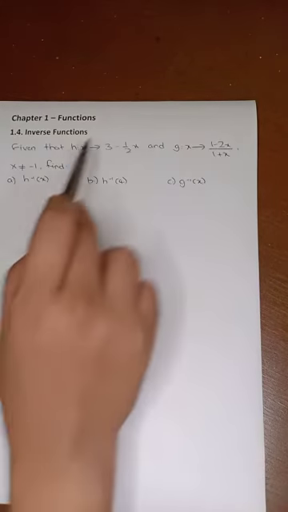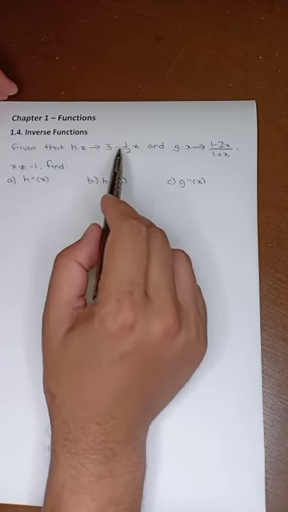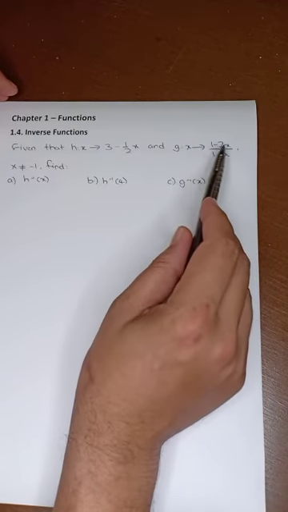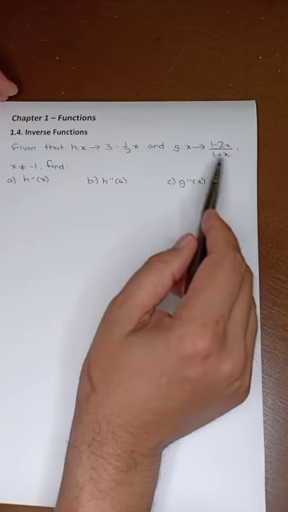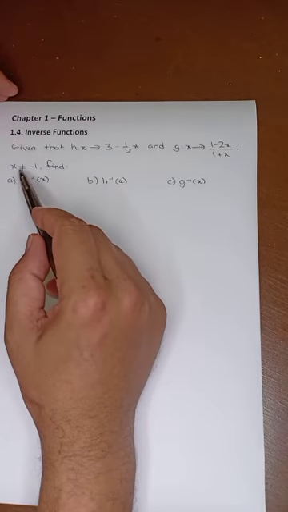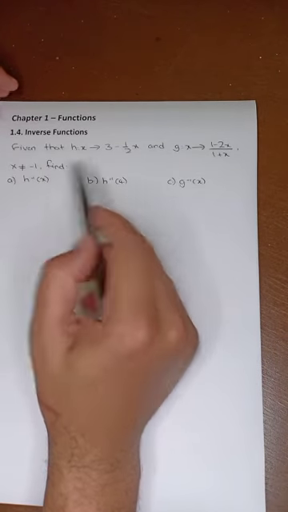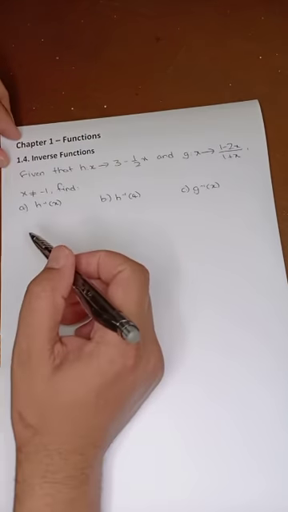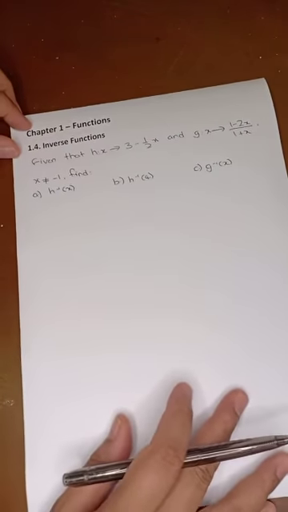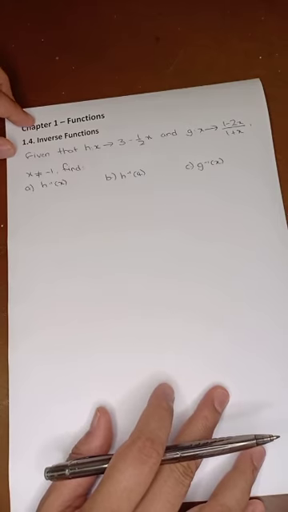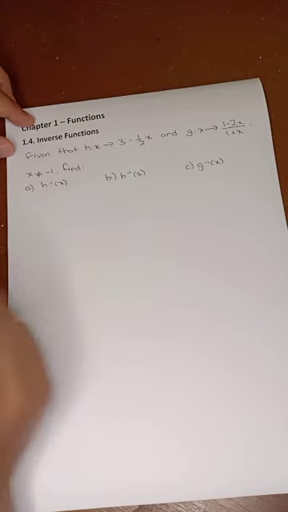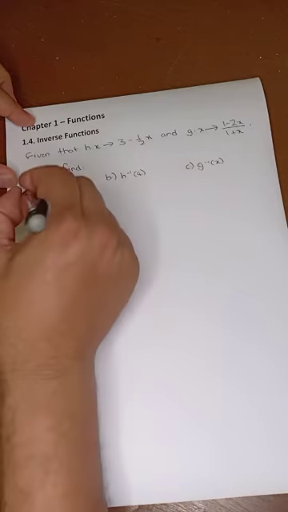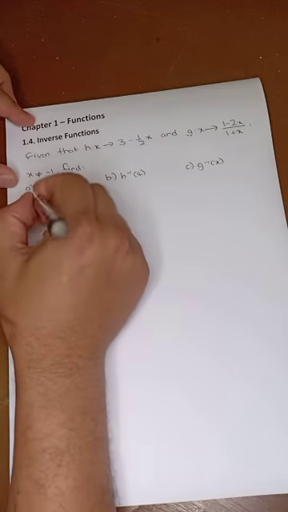Given that h(x) maps to 3 minus 1 over 2x and g(x) maps to 1 minus 2x over 1 plus x, x not equal to negative 1, find: Okay, we'll do this. Let me arrange the paper, hope you can see. So first, a, you find h inverse. Okay, same method as before.